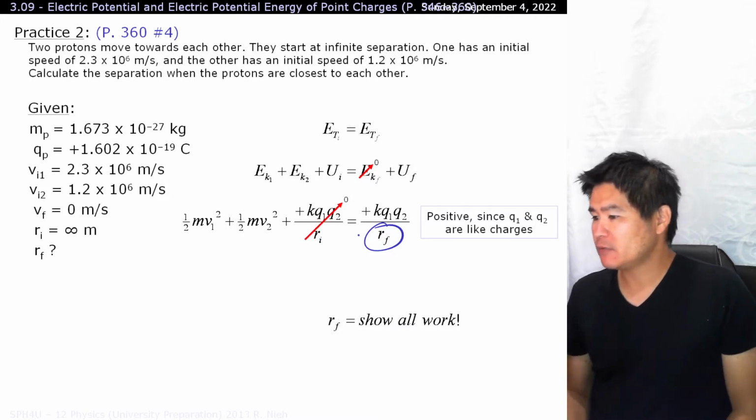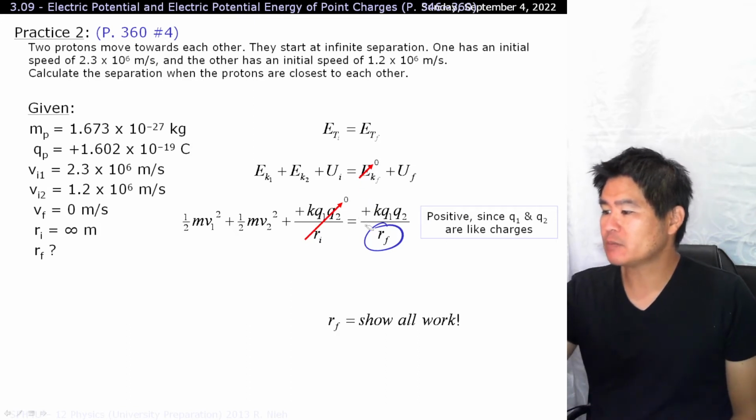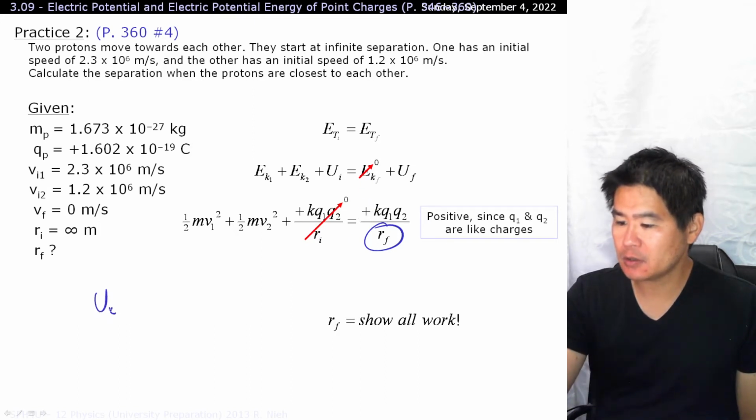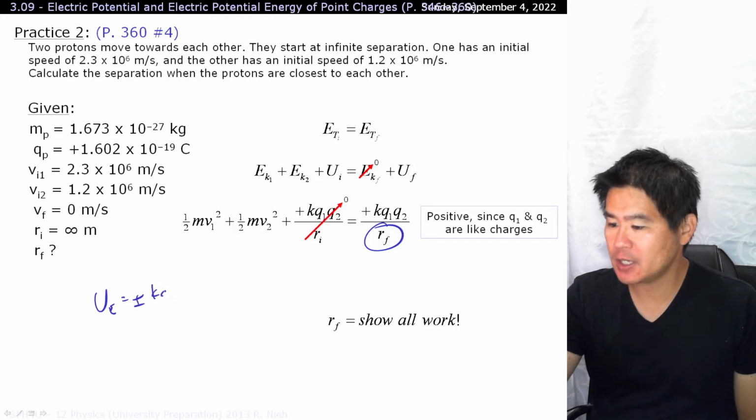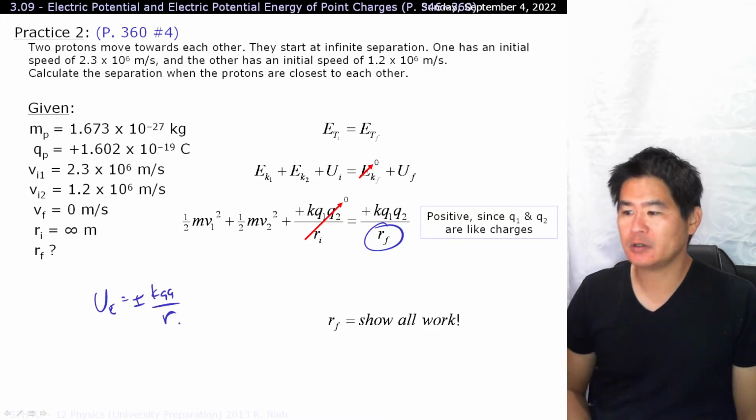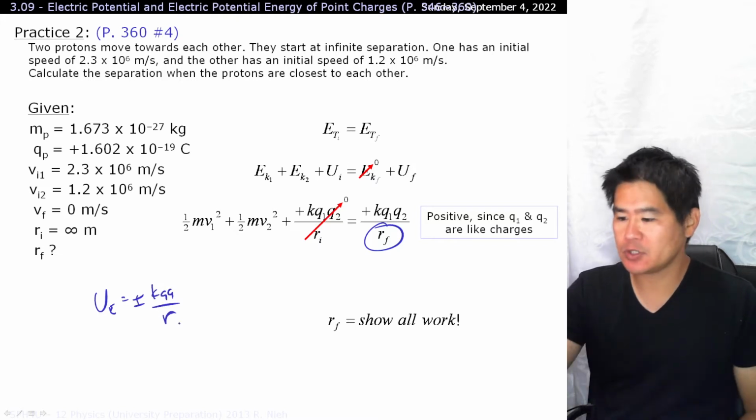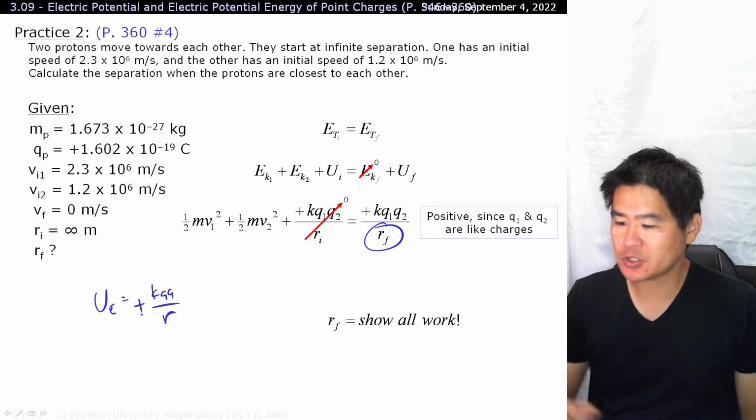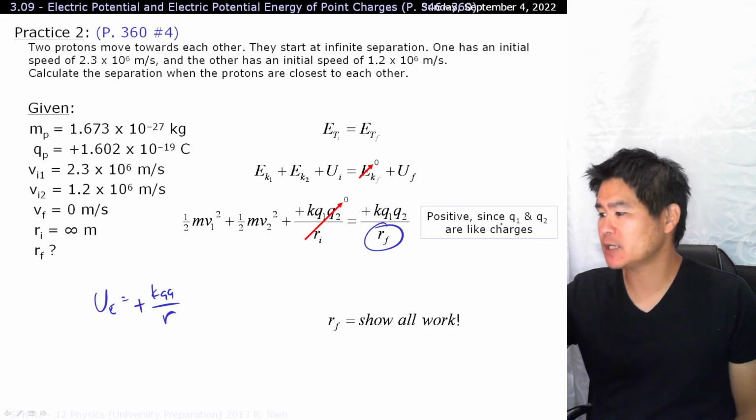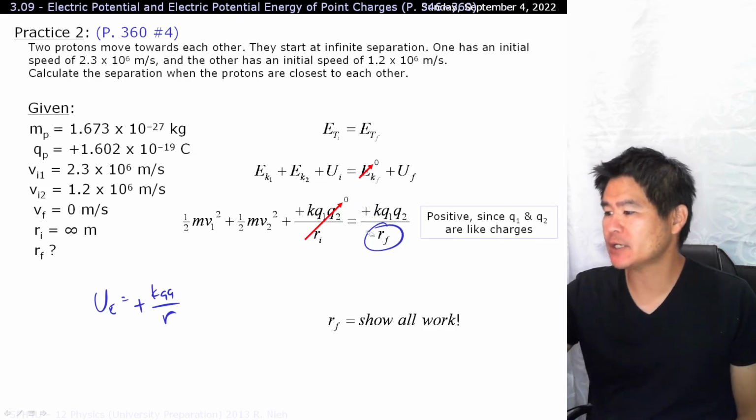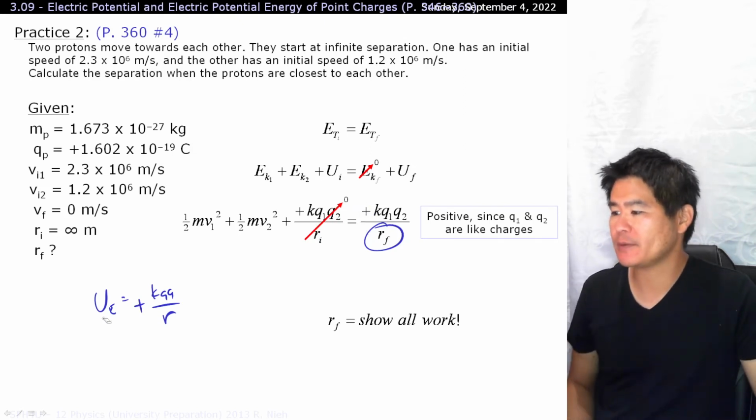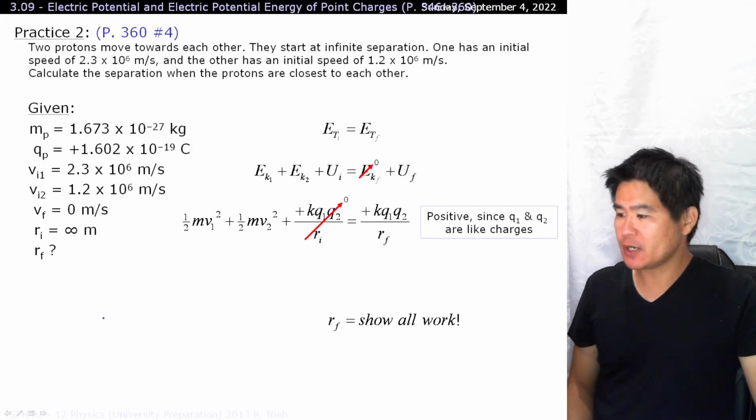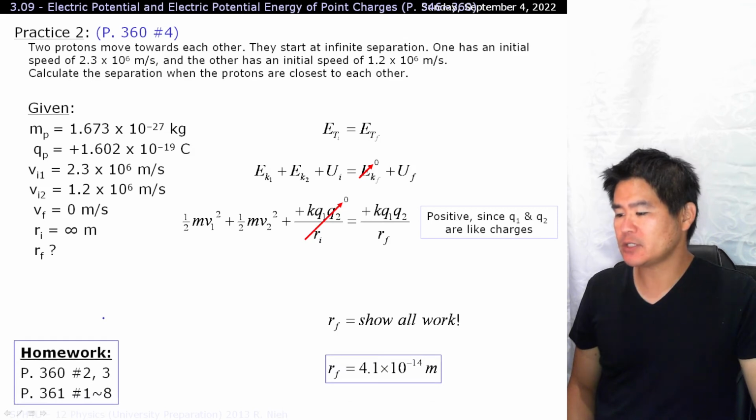What did I want to state over here? Oh, why is this positive over here? Remember that my UE is equal to plus or minus kQQ over r. If they attract each other, just like for gravity, there'll be a minus sign there in the integral. But if they're like charges, then it'll be a plus sign. So positive here since they are like charges. That's all I want to emphasize there. So you ever so carefully sub everything in, rearrange and solve for RF, and then you'll get to your answer.